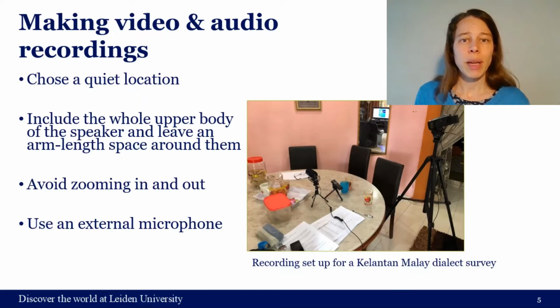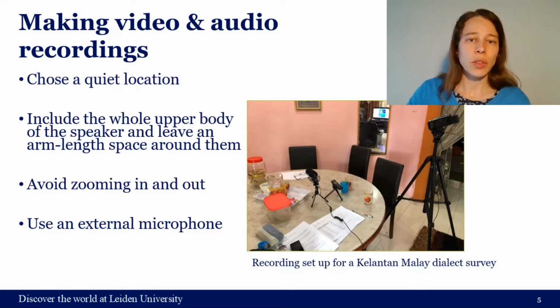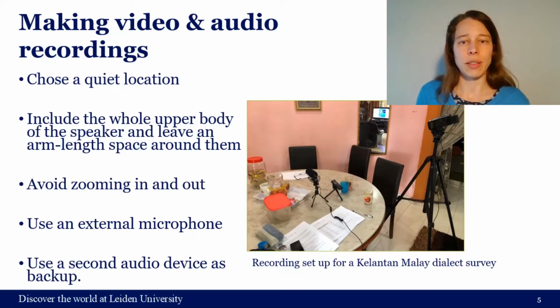If your external microphone cannot be connected to the camera, but is connected to another audio device, then always clap in front of the camera before starting. This clap recorded at the same time on the video and the audio device will enable you later to align them properly. And always use a second audio device as a backup. This can be an audio recorder or it can also be a phone.